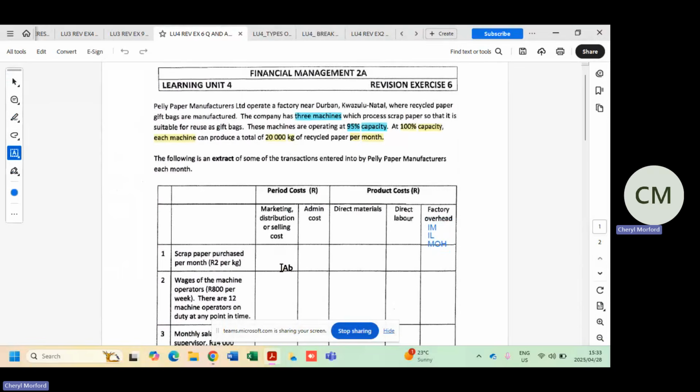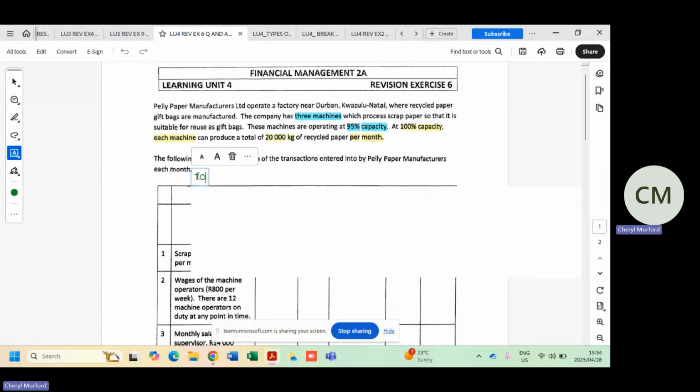And it tells us it costs R2 per kg. My big suggestion to you all here, before you even start, is to work out the total amount of the product that is going to be produced, because that is going to be used in the calculation of any kind of variable cost. We don't know how much the scrap paper is going to cost us unless we know how many kgs we need to buy, and we need to know how many kgs get processed. So let's do that calculation first.